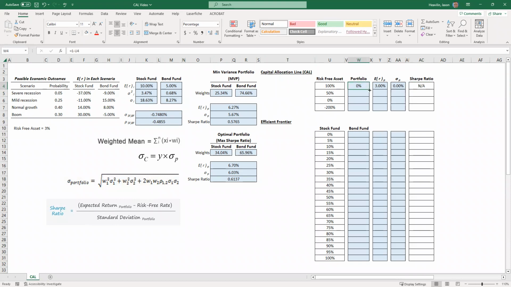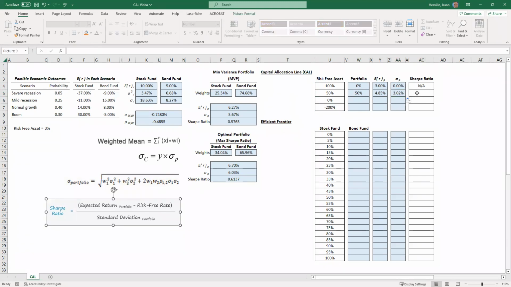However, let's drag this one down where we're going to have 50-50, for example. These weights are just selected at random. You can put anything in between if you want to. This way you can see the relationship as we go. And since we did the formula here, I can just drag that down as well. That portfolio, 50% of the risk-free asset and 50% of the complete portfolio, has 4.85% returns. And let's see what the standard deviation will look like. 3.02 standard deviation.